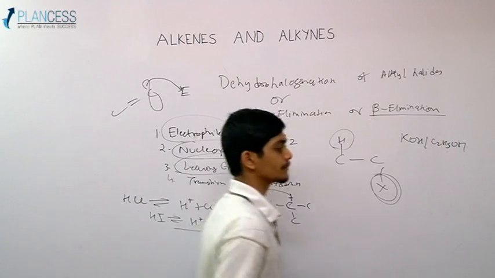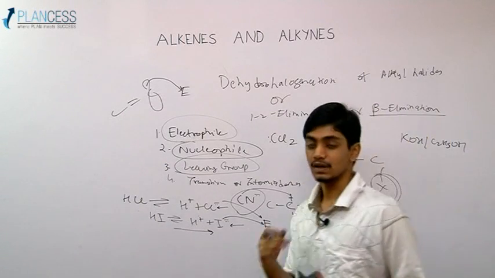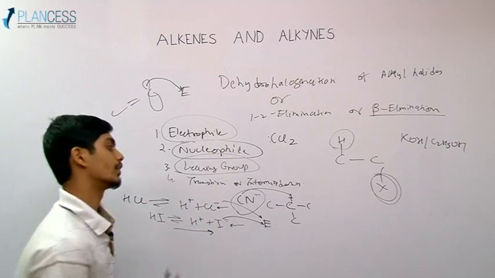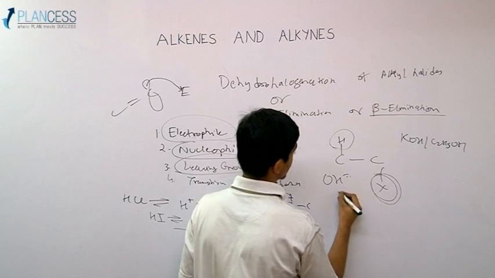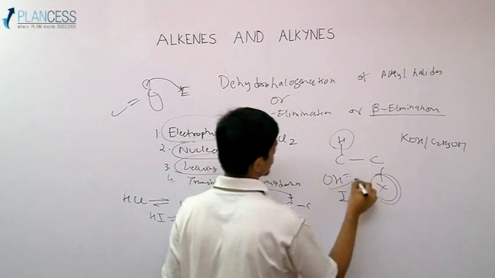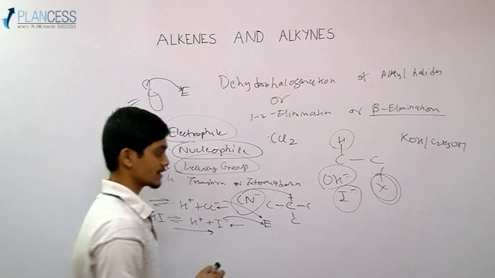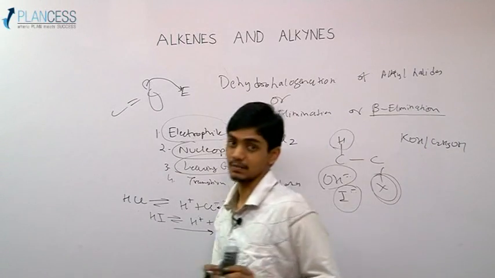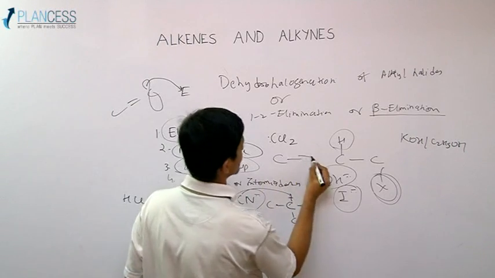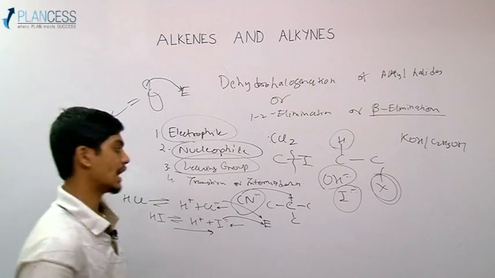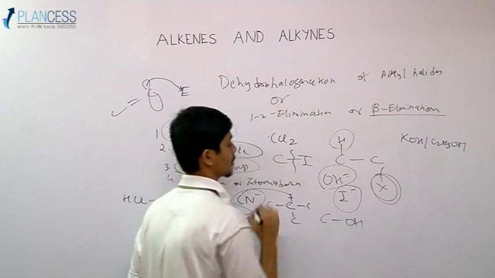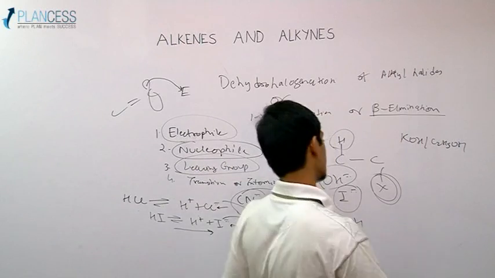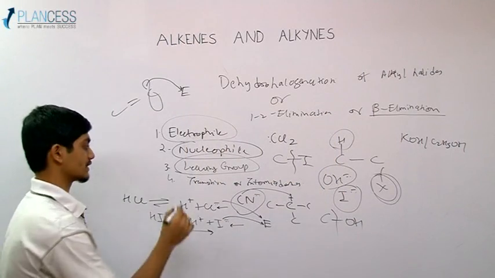The lesser basic the leaving group is, the better are the leaving group properties. For example, OH minus and I minus: we know OH minus is a much stronger base as compared to I minus, and hence the leaving group capabilities are just the opposite. I minus can leave the system easily, that is C-I. This bond can be broken very easily as compared to the C-OH bond. This bond will require much more energy as compared to this one because of this basicity order. So that is the leaving group.